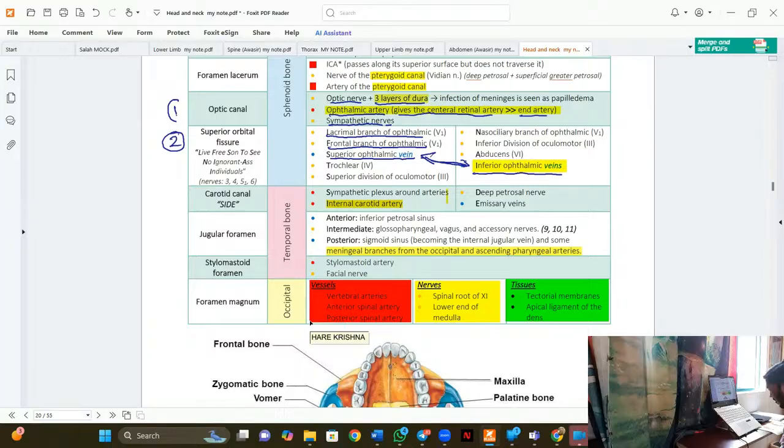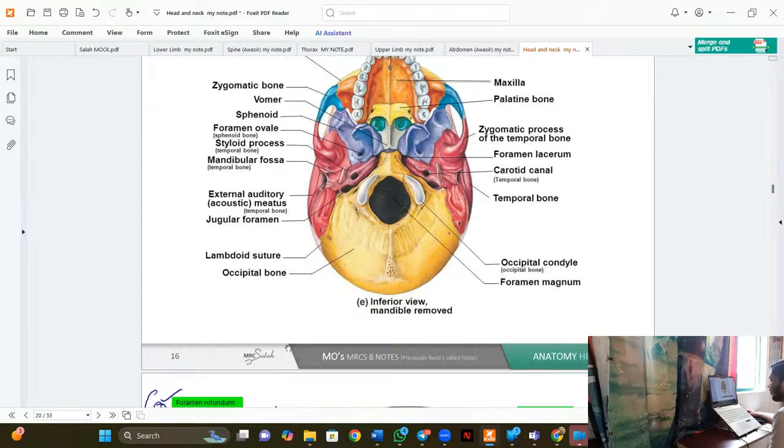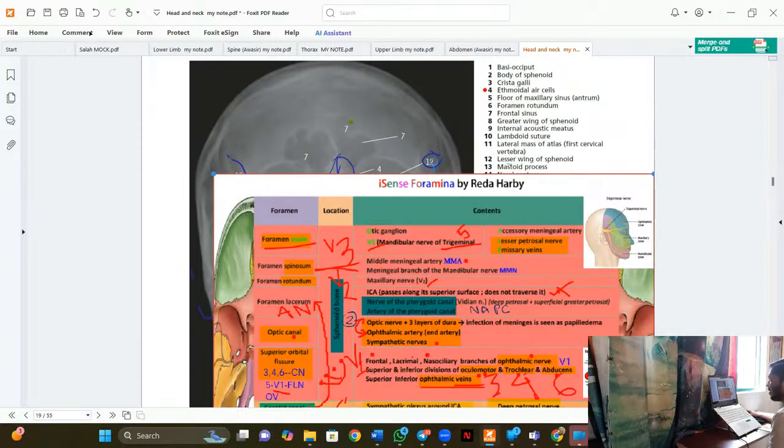Then nerve, we have the spinal accessory nerve and the lower end of the medulla. And tissues: we have the apical ligament of the dens and the tectorial membrane. Here we need to look at this picture for a little while carefully.